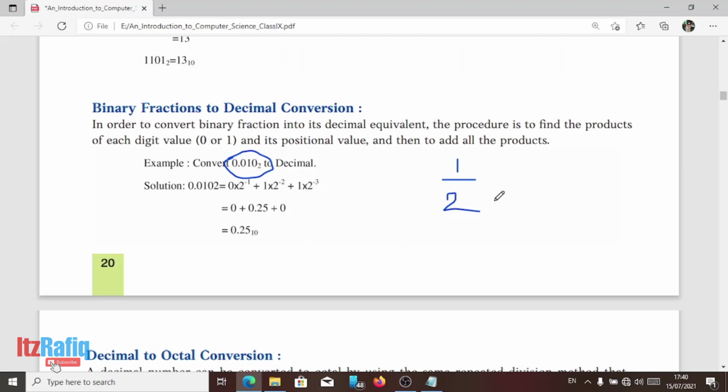1 by 2. If we convert 1 by 2 into a decimal number, it will be 0.5. As the first digit is 0, we write directly 0. The second place is 2 into 2, 4, so it is 1 by 4. If we convert 1 by 4 into decimal, it will be 0.25. That's why it is multiplied by 0.25, meaning 1 into 0.25. The third digit again is 0, so we write 0. So converted into decimal, it will be directly 0.25. Now let's have an example from the book.